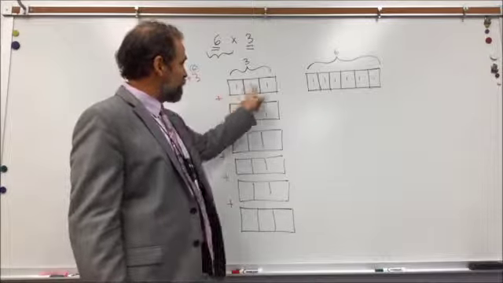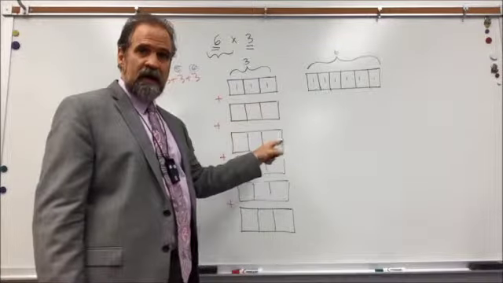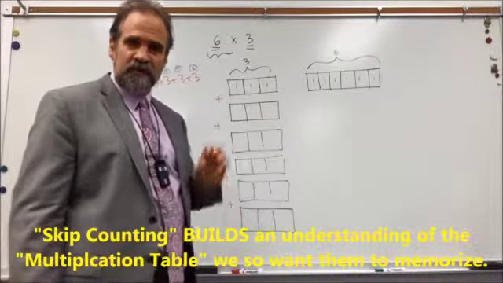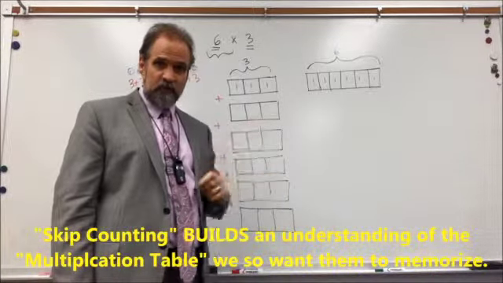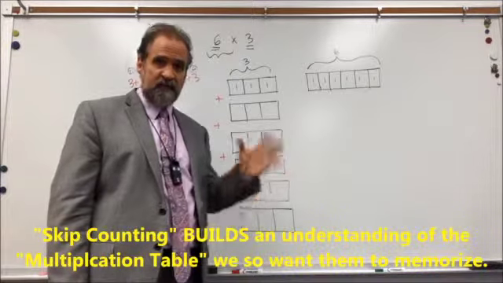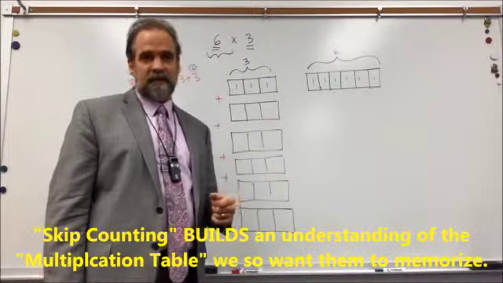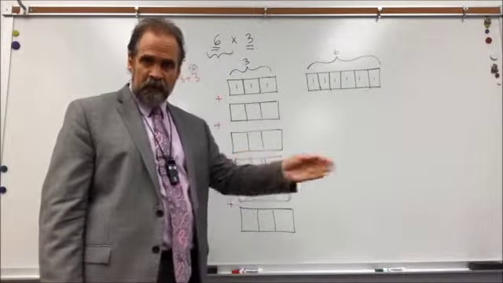When I count them up, I get 3, 6, 9. Now counting by threes, that's called skip counting. And that's a skill they should have. They should be able to count by 2s, by 3s, by 5s, by 10s, right? Skip counting begins to build the table, right?